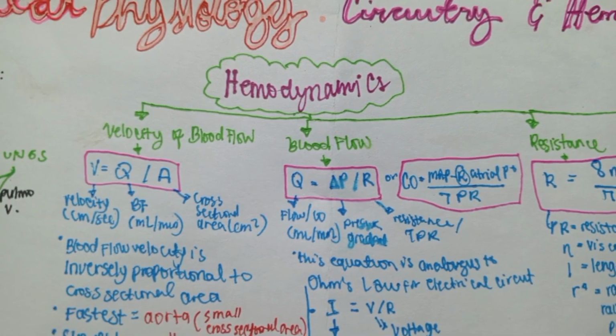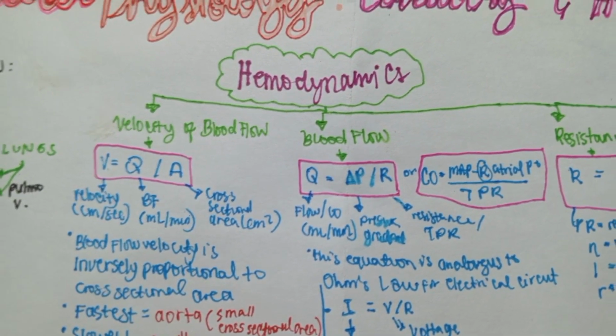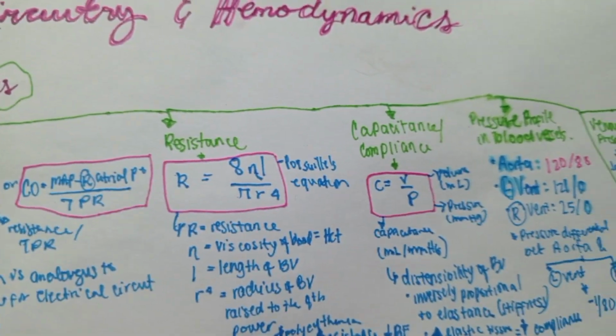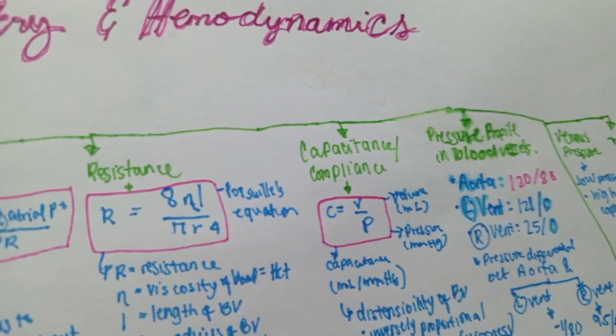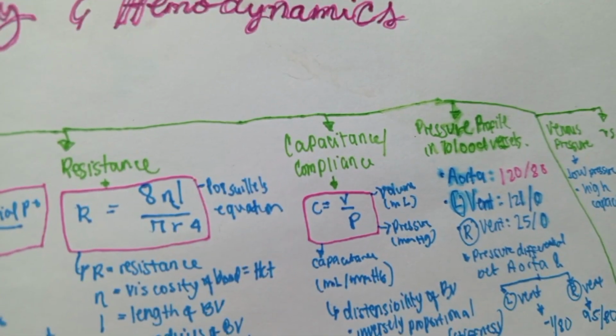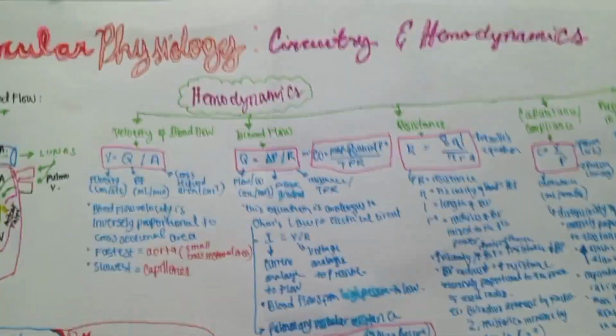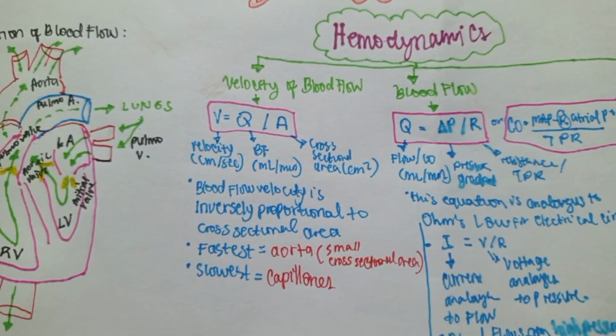Now let's discuss the hemodynamics in cardiovascular physiology. We'll be discussing the velocity of blood flow, the resistance, the capacitance or compliance, the pressure profile in blood vessels, the venous pressure versus atrial pressure, and the arterial pressures. Okay, so first, we'll be discussing the velocity of the blood flow.